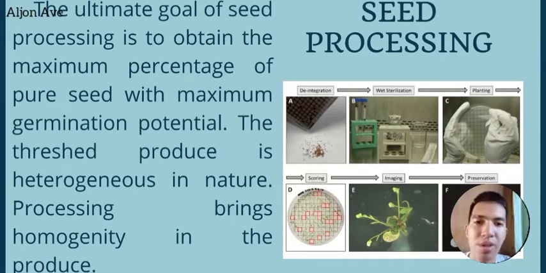Seed processing. The ultimate goal of seed processing is to obtain the maximum percentage of pure seeds with maximum germination potential. The tree seed produced is heterogeneous in nature. Processing brings homogeneity in the produce.